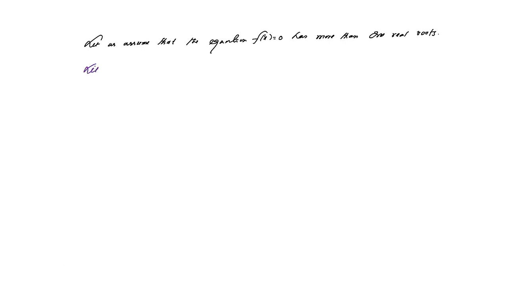So we consider α, β belonging to R such that α and β are real roots of f(x) = 0. Then we say f'(x) = 0 has a real root between α and β.